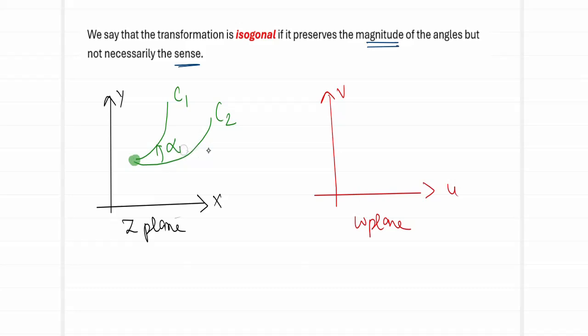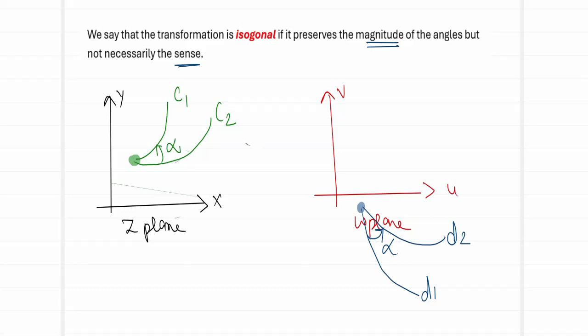If the magnitude is going to be preserved, that is, the alpha is preserved, but what happens? The sense or the orientation of the angle is not preserved. Suppose I have the curve forming in this way, where this is D1, this is D2, and we have this to be the same alpha. So now what has happened is the magnitude of alpha has been preserved, but the sense or the orientation of the angle is not preserved.